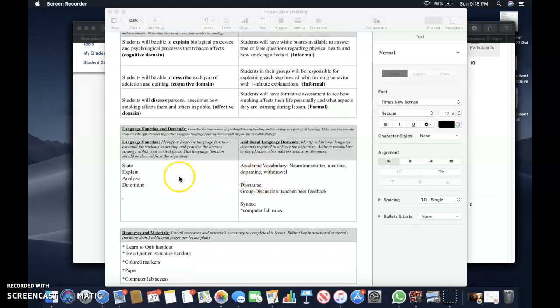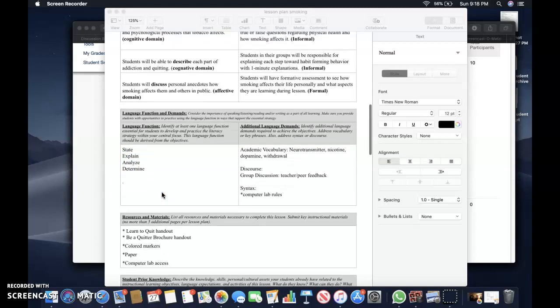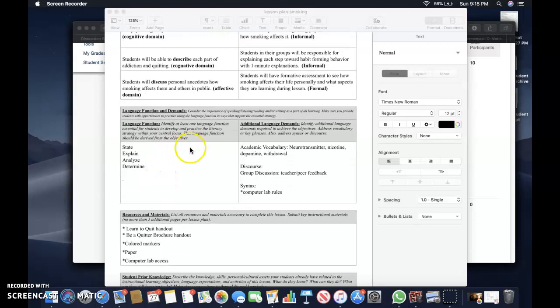Next, we went into the language functions, and it has us put in the language function words. We had them described before, but then we were directed to just put the word in there, which I don't understand the point or reason for having, but that was the instructions.